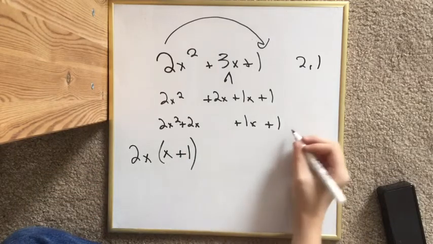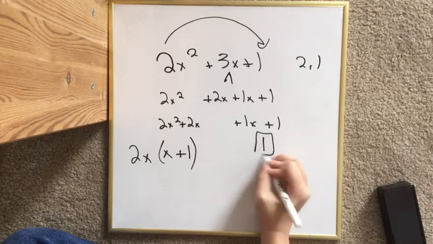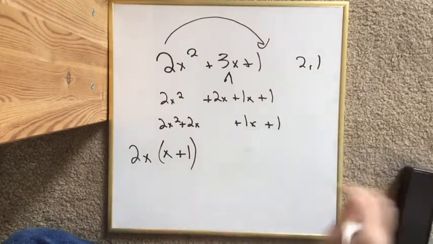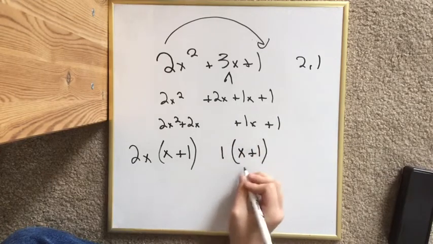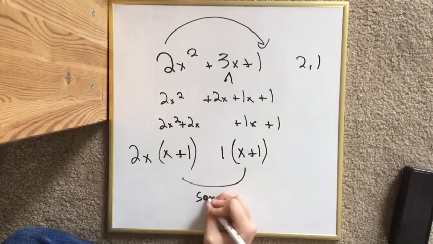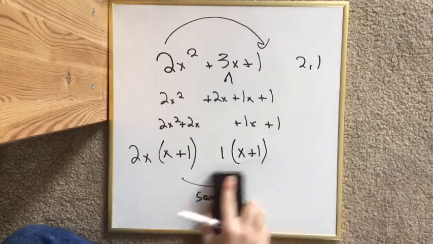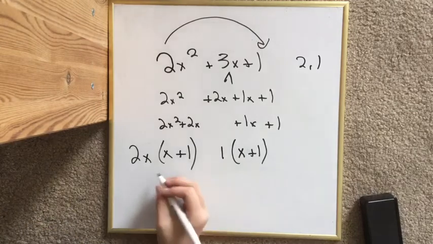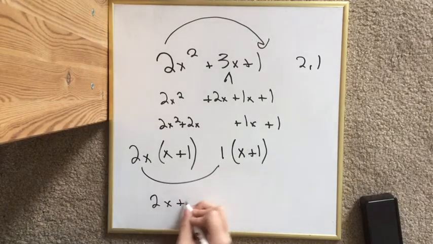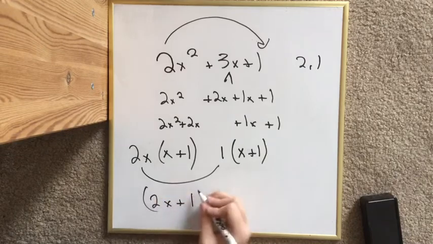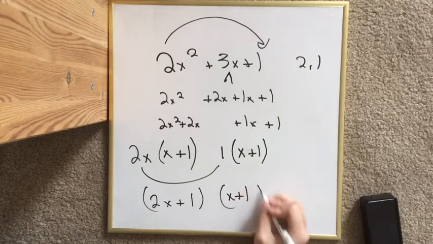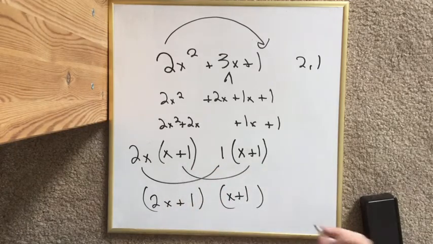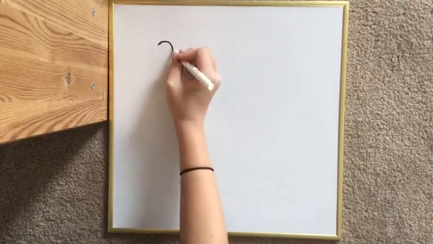Okay, only 1 can come out of these. So we've got 1, because that's what we divided out of it, times x plus 1. These two are the same. We know we did it right. We put the numbers out of the parentheses together. So 2x plus 1 in parentheses, times what we have in the parentheses, x plus 1. All right. So if we FOIL this out, we would get 2x squared plus 3x plus 1.